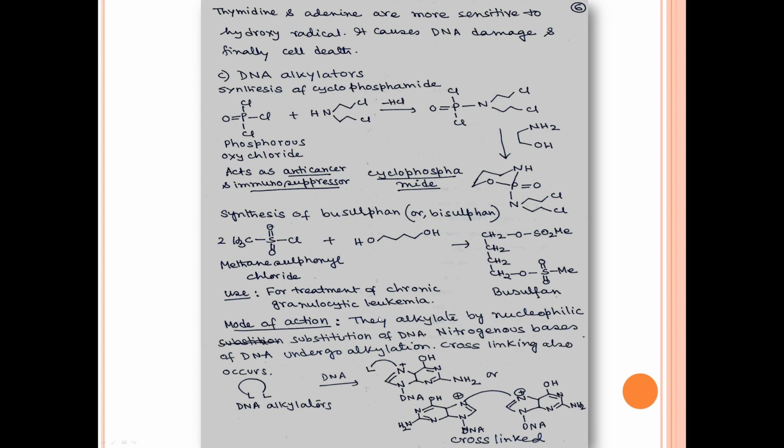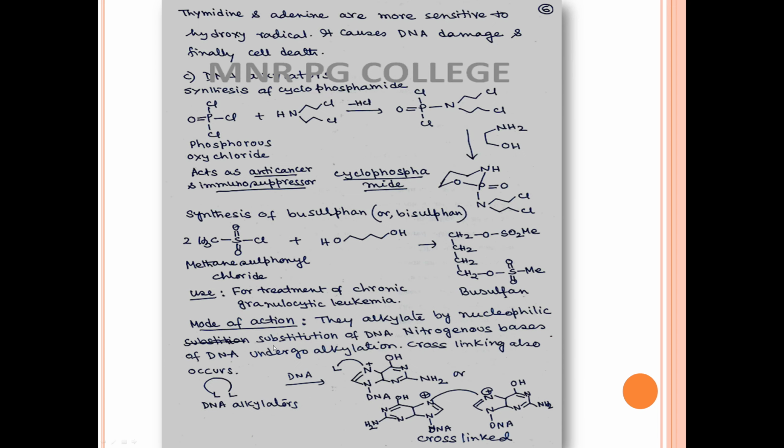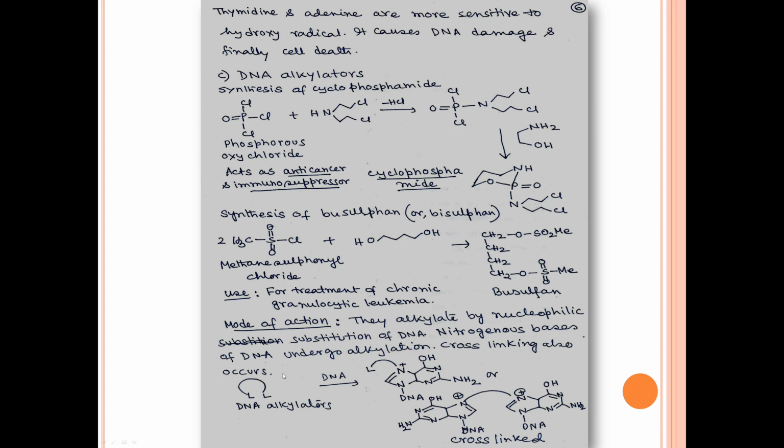So busulfan is used for chronic granulocytic leukemia, and in the first case, cyclophosphamide is used for the treatment of cancer, and it is also used as an immunosuppressing agent. Now how is it acting as an immunosuppressing agent? How is it alkylating DNA? Let us discuss that.